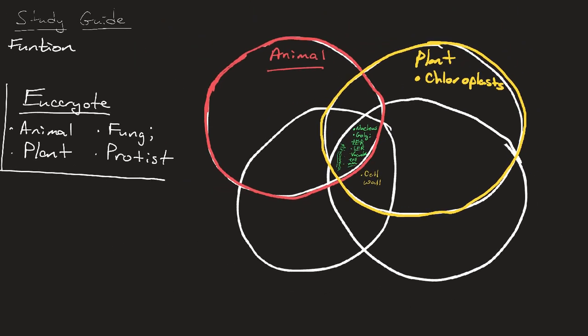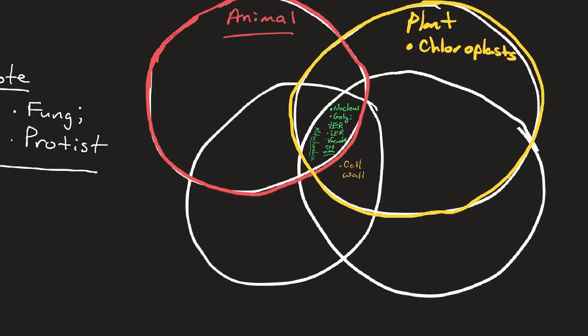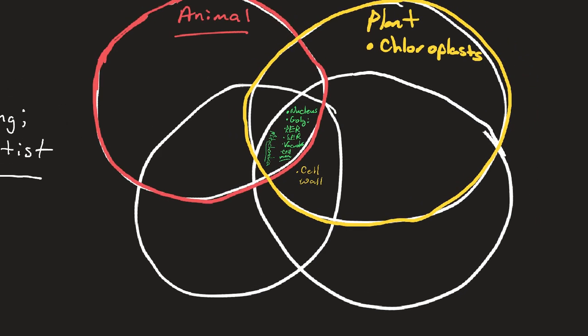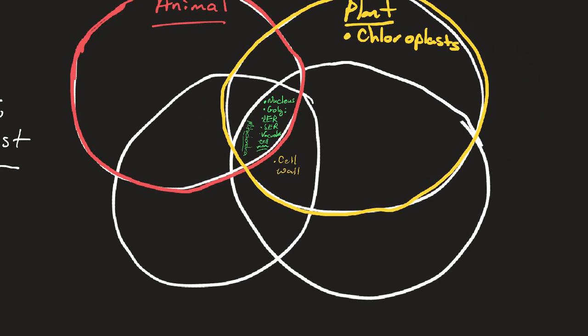fungi and protists, well, do some protists have chloroplast? I'd have to look that up. Protists are strange little organisms. But for sure, fungi don't have chloroplast.